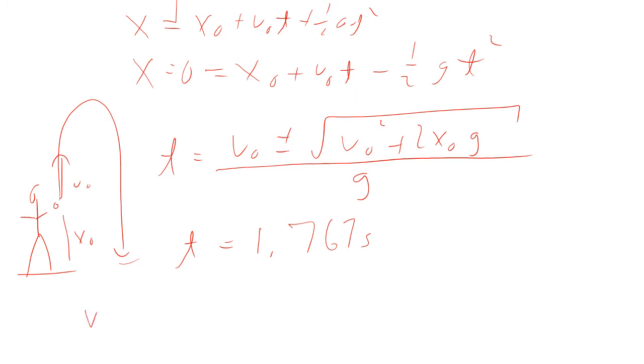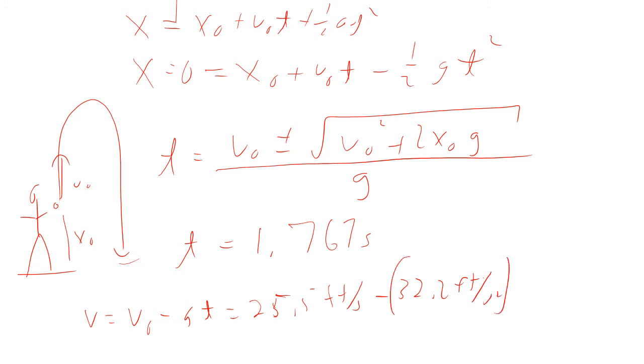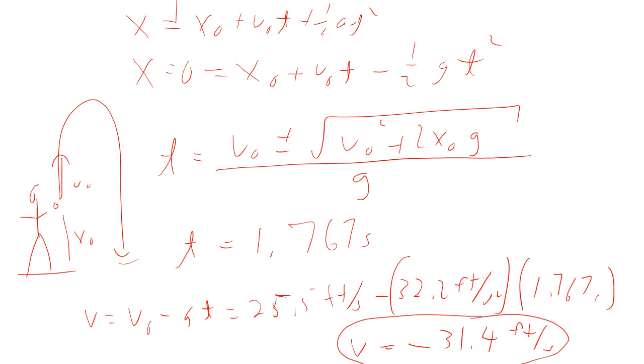And so v is going to be v naught minus gt. The v naught is the initial 25.5 feet per second, minus 32.2 feet per second squared times 1.76 seconds. And so v is going to be equal to a negative 31.4 feet per second. Now, this is basically the same answer as before. Last time we had a positive 31.4 feet per second. Now we have a negative.